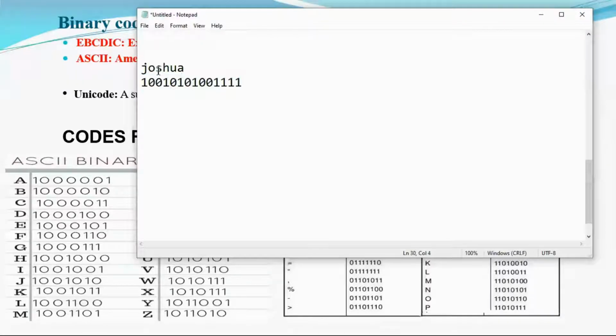Then we also have to find the S, H, U, A. So you'll find there'll be a series of zeros and ones put together, which will form the name Joshua. So this is how the computer reads the name Joshua. But for us, it has to also convert it from the way it understands it to the way we can understand it. Okay, Joshua, is it clear?